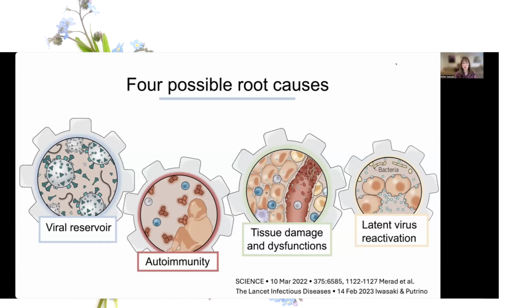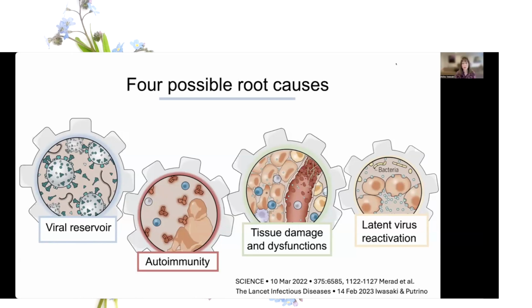Another possibility is autoimmunity. It's well known that virus infections can trigger autoimmune diseases, like Epstein-Barr virus infection leading to multiple sclerosis and many other examples. And so is it possible that people with PAIs are developing autoimmunity? Another possibility is that during the acute phase, there may be sufficient tissue damage and dysfunction that is not repaired, and that is leading to chronic illnesses.